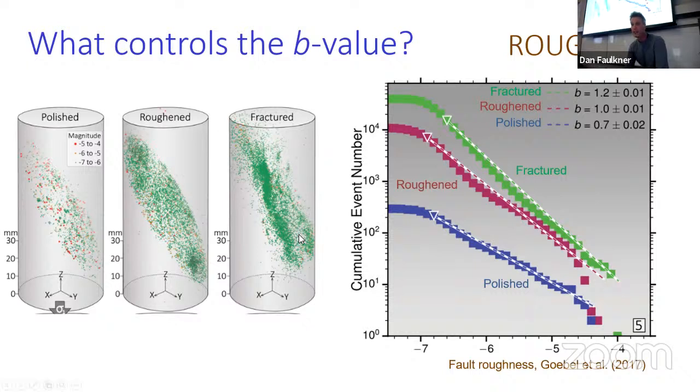So if you have a look at the event statistics that these three different types of model fault zone produce, the fractured, the roughest sample has the highest B value. So in this case, about 1.2. So this tells you that for this very rough surface, we've got lots of little events relative to the bigger events. And for the very polished surface just here, this has got the lowest B value. So this is producing more big events relative to the small ones, which kind of makes sense.